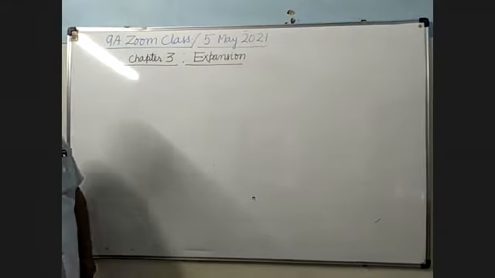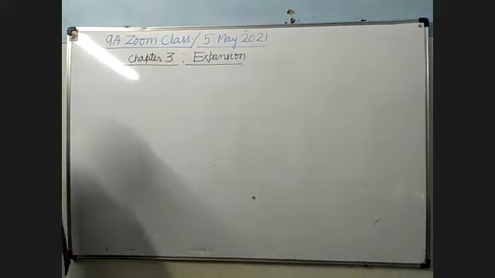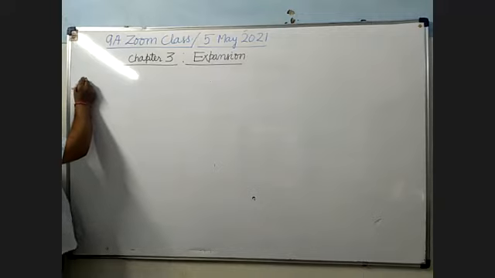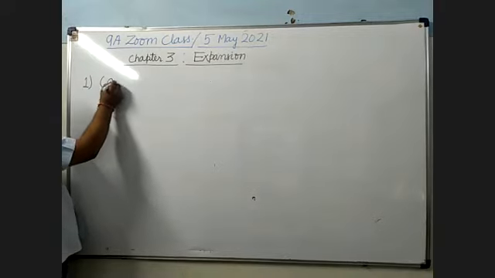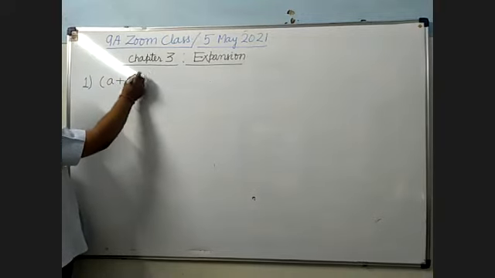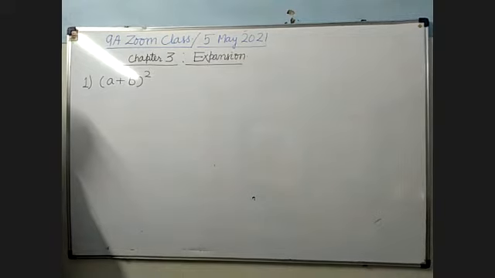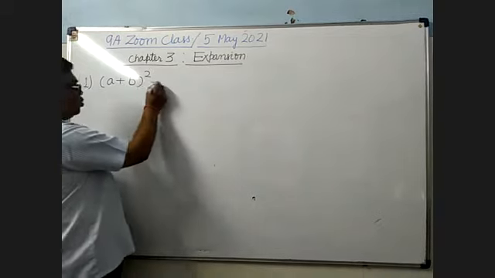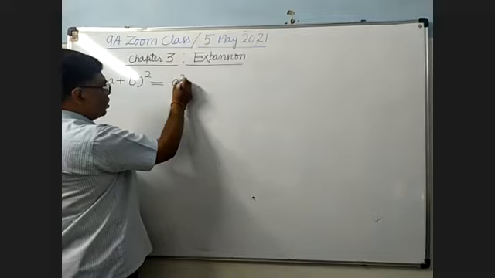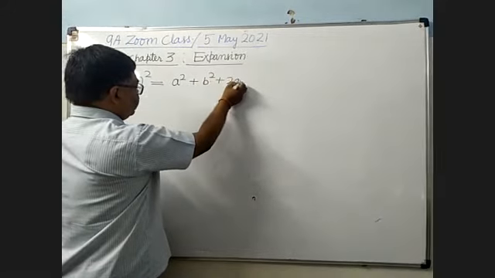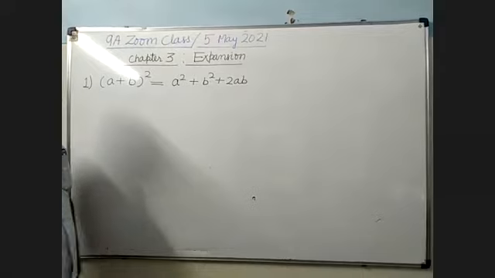Yes, sir. Now see here, we will see some formulae. First is (a plus b) whole square. When you expand this, what will you get? We know that it is equal to a square plus b square plus 2ab. And how will you find that?